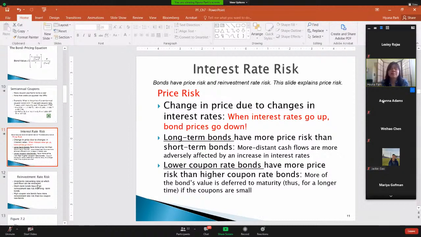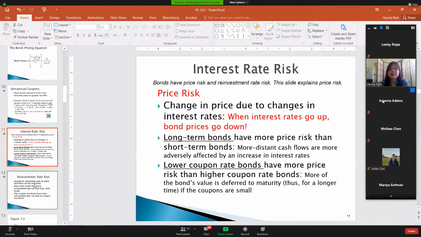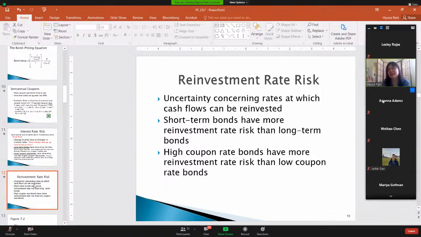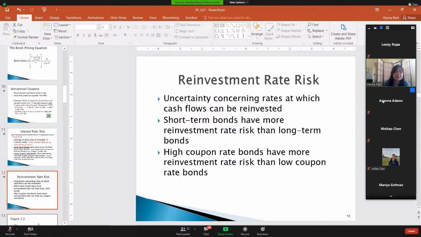So my point is, the next slide, reinvestment risk is related to a more advanced concept. Down the road, the finance and accounting students will take investment class and other courses. And the main focus in this intro class should be the price risk component of interest rate risk. Any questions? No? Okay, let's move on then.